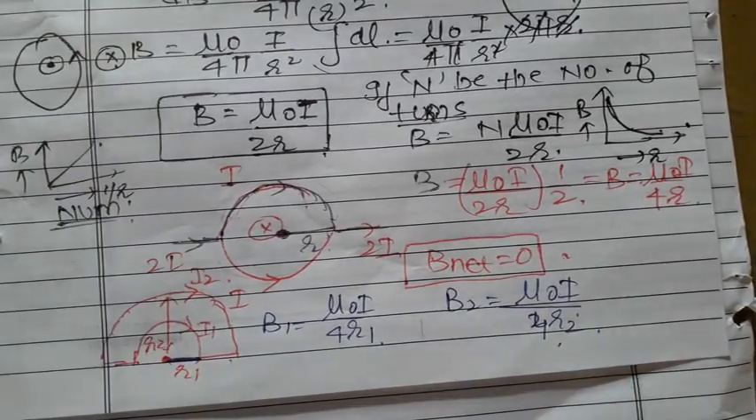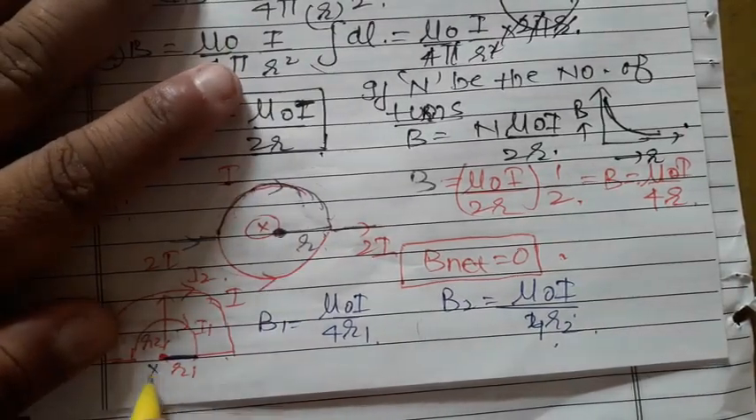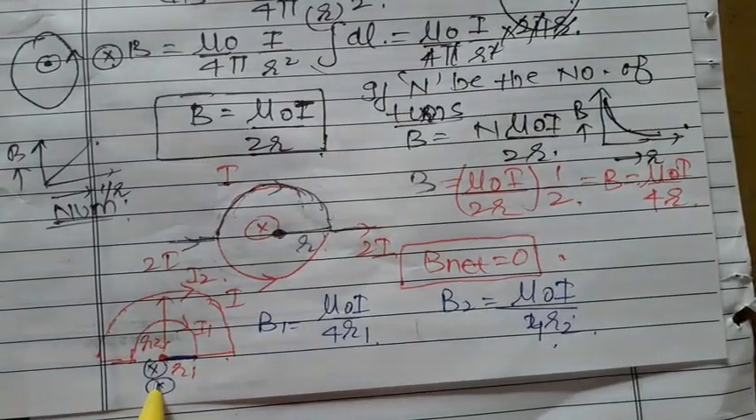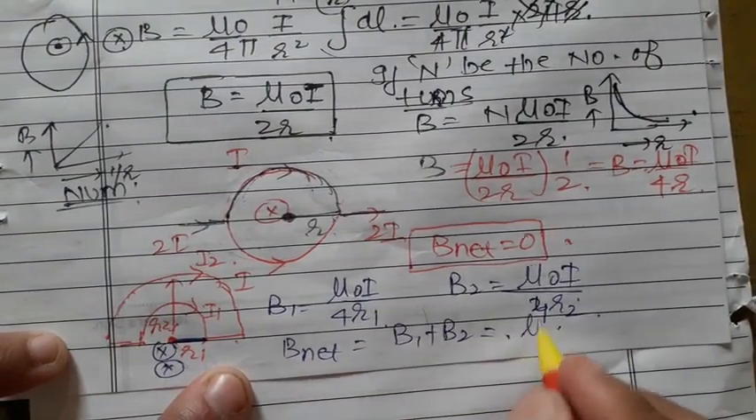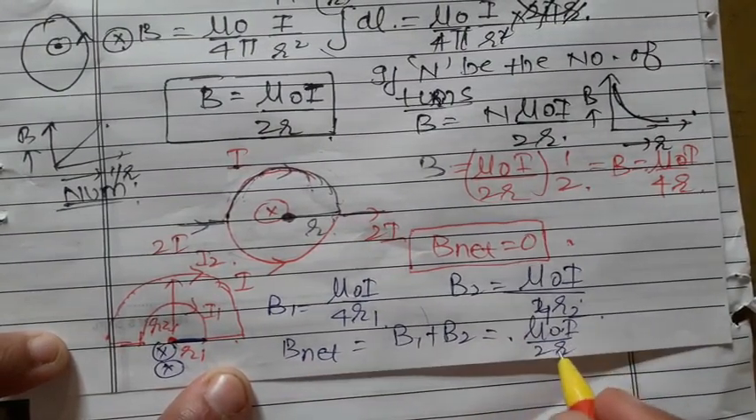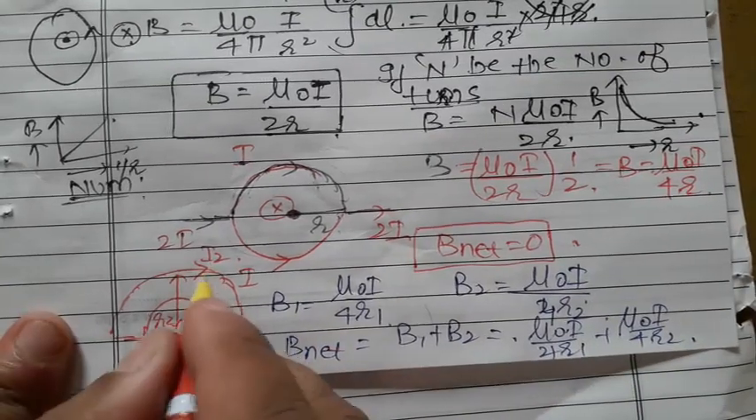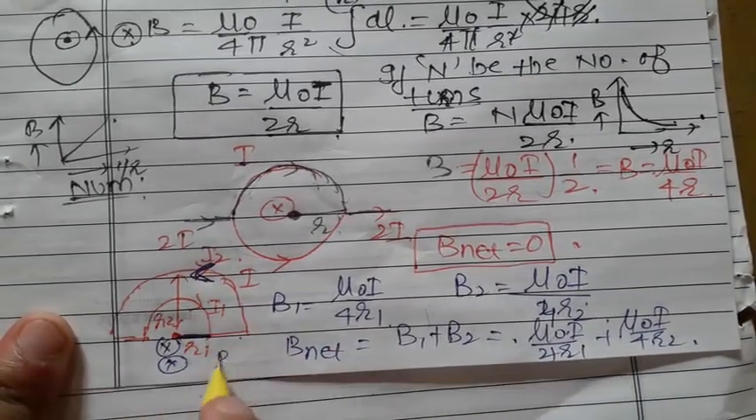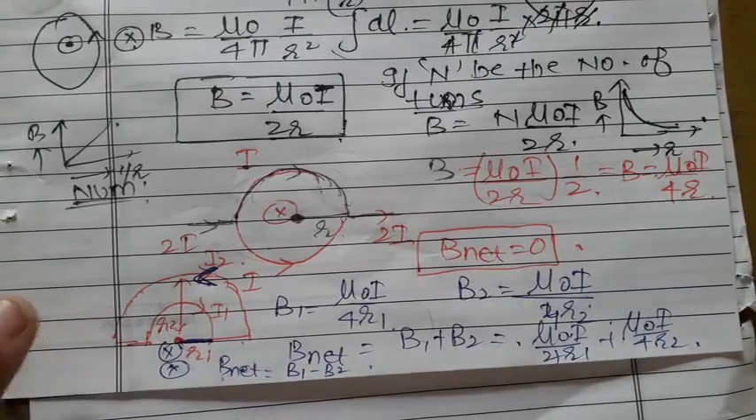The question is the direction. If you apply right hand thumb, then you will find that at this point, both the magnetic field is downward. Downward means, so net magnetic field be addition of these two. If you add, you get mu naught I by 4R1 plus mu naught I upon 4R2. But if somebody reverses this direction, in that case the net magnetic field will be, बड़े में से छोटी को माइनस कर दो, in that case it will be zero. So that was about magnetic field due to a circular coil at any point lying at its center.